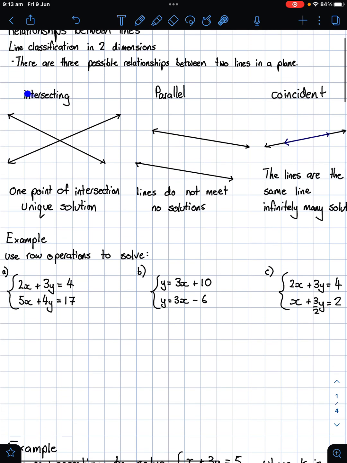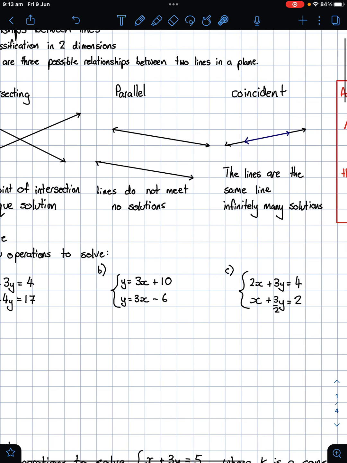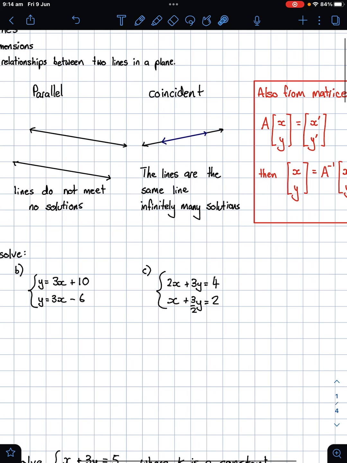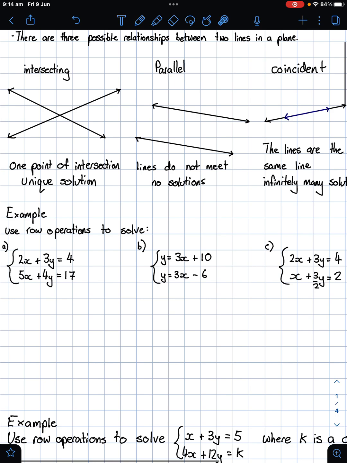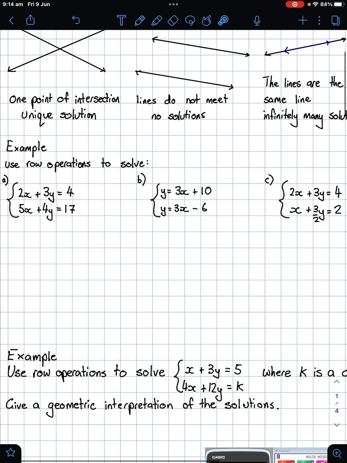So when we have intersecting lines, we have one point of intersection, we have a unique solution. Parallel lines go on forever and never meet, so they've got no solutions. And then we've got coincident lines. These are when the lines are the same, and sometimes they don't look the same, and there are infinitely many solutions. Now, you need to take careful note here because this section will build onto the next bit.